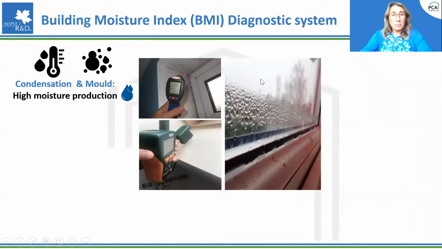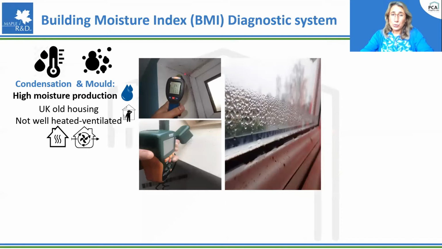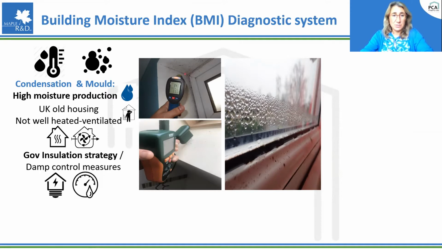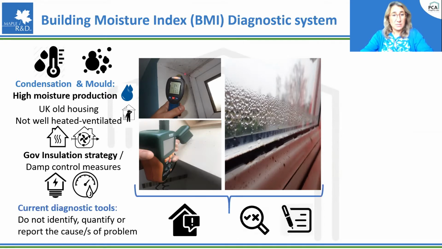Condensation and mold are the result of a trigger causal factor of having high moisture production in the properties due to day-to-day life activities. Plus, the UK has an old housing stock that, if it is not well heated or ventilated, can lead to these problems. Also, with the government insulation strategy making homes more airtight, if damp control measures are not taken, this can also lead to an increase of condensation and mold problems.